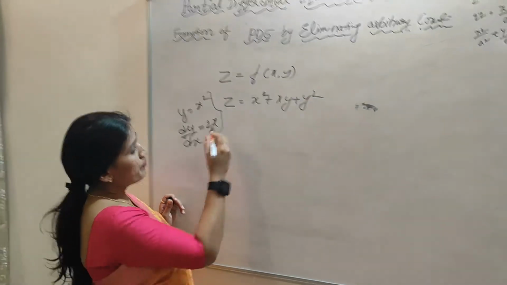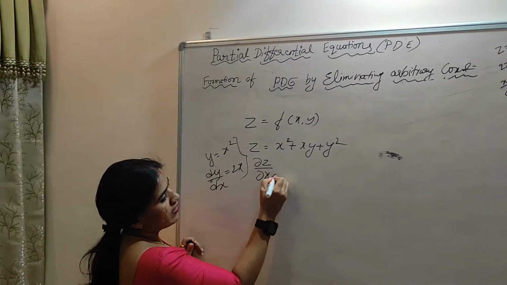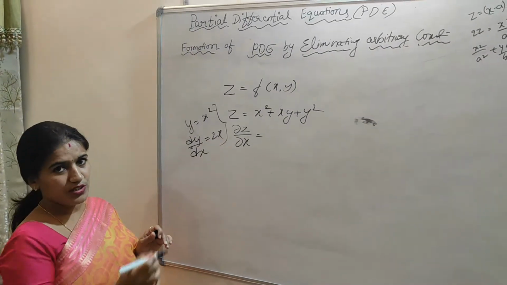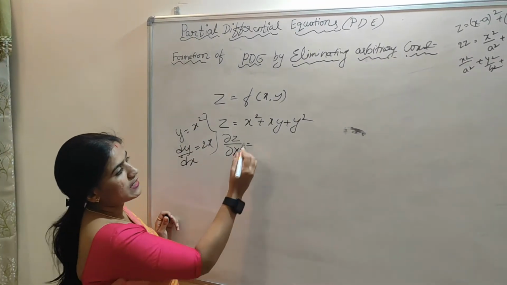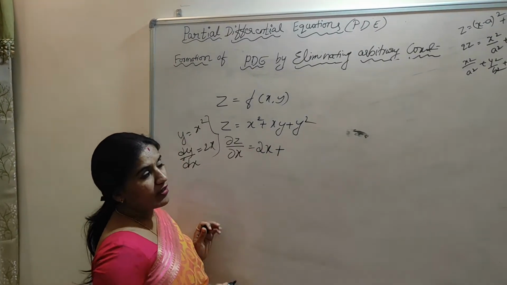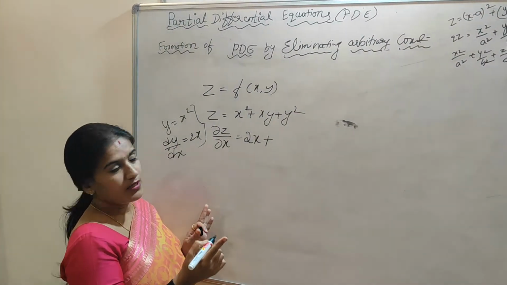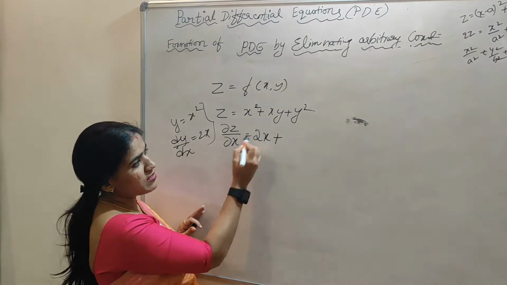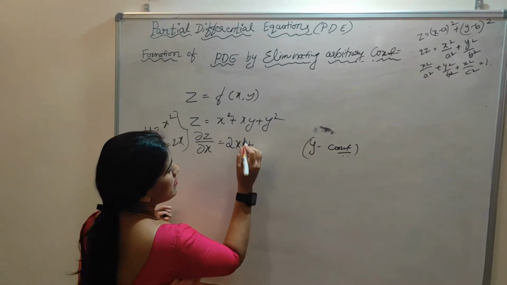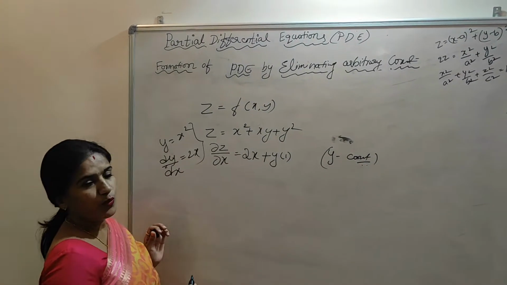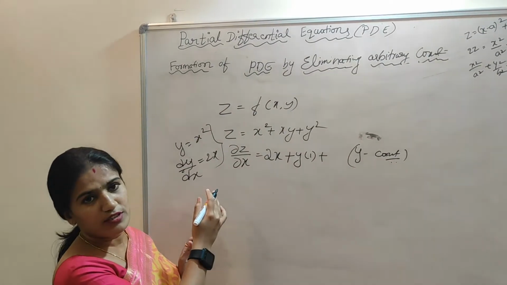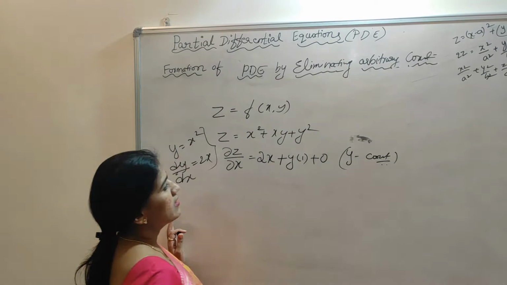That is, in this example, ∂z/∂x. You can observe this is d by dx, but written as ∂. This is the partial differentiation representation. ∂z/∂x: the differentiation of x² is 2x, plus, here the product of x and y is there. Both are independent variables. When you differentiate with respect to x, we should treat y as constant. Treating y as constant, the differentiation of x is 1, so we get y. Plus y² is a completely constant term, not a product with x, so its differentiation is 0.